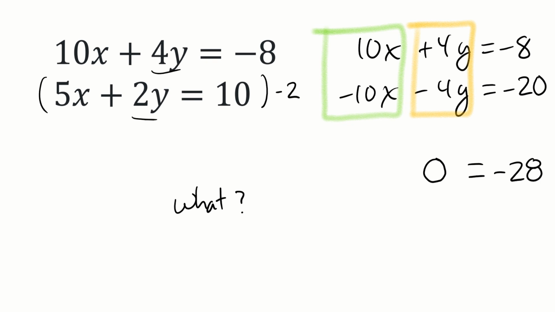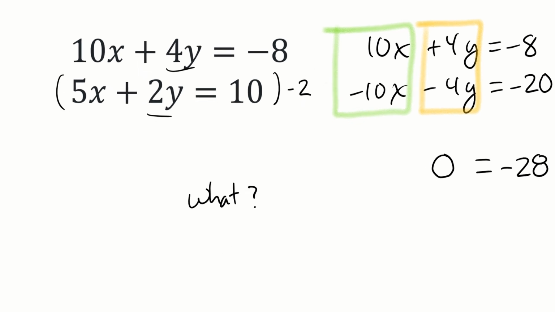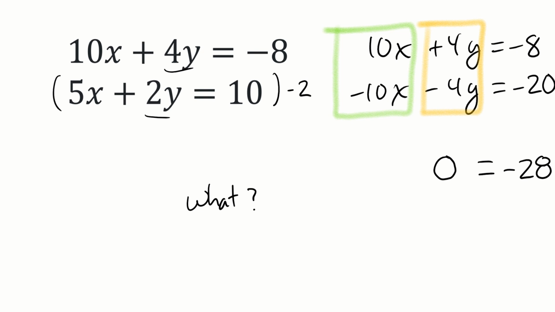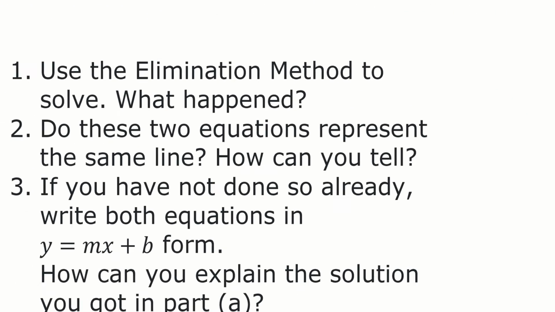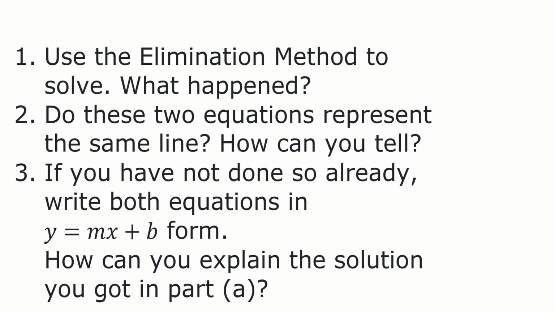So clearly no solution here. So why is there no solution here? Well, one of the things the text asks us to do is to take this system. Let me see what it says here. And it says, do these equations represent the same line? How can you tell? If you have not done so already, write both equations in slope-intercept form.